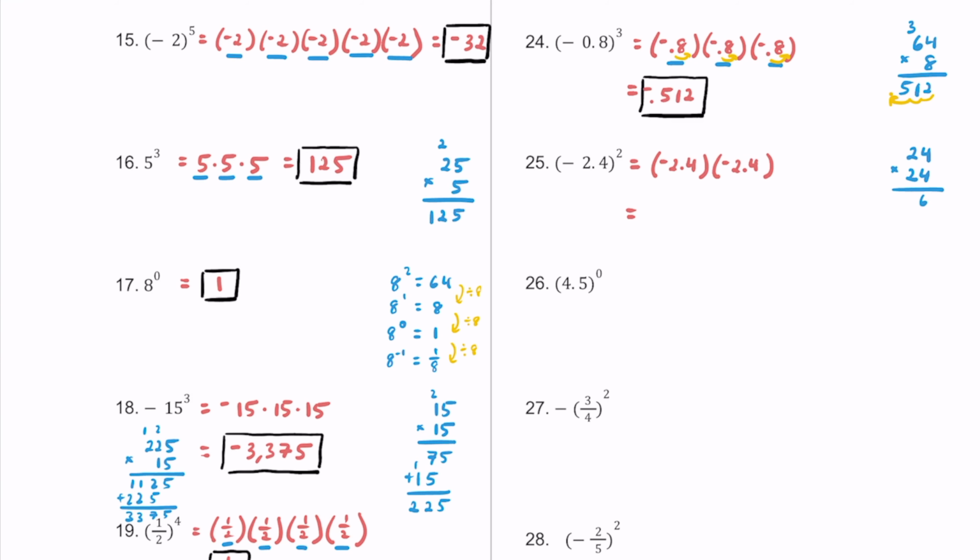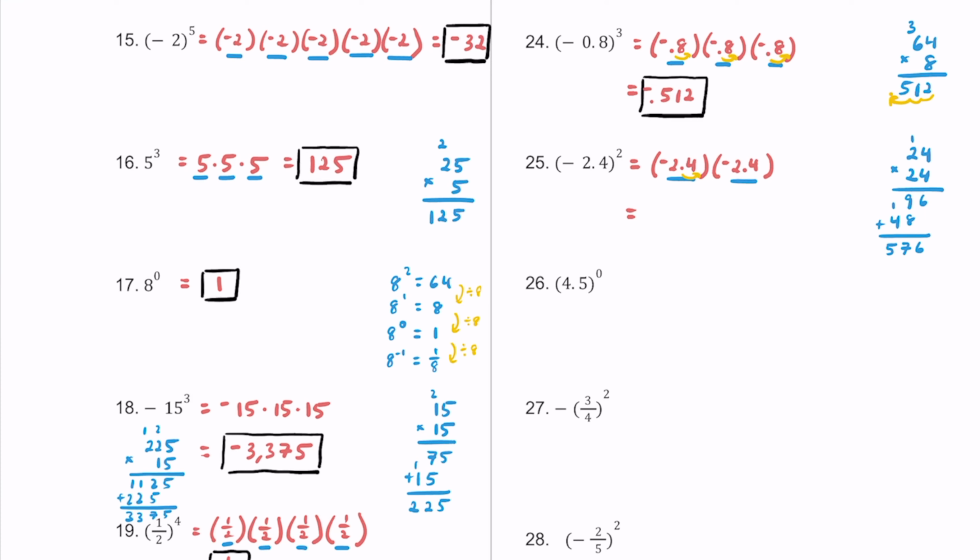4 times 4 is 16, carry the 1. 4 times 2 is 8 plus 1, that's going to be 9. 2 times 4 is 8, and then 2 times 2 is 4. Let's go ahead and add these together. 6 comes down, 9 plus 8 is 17, carry the 1. 1 plus 4 is 5, so we have 576. So we just figured out that 2.4 times 2.4, or 24 times 24 is 576.